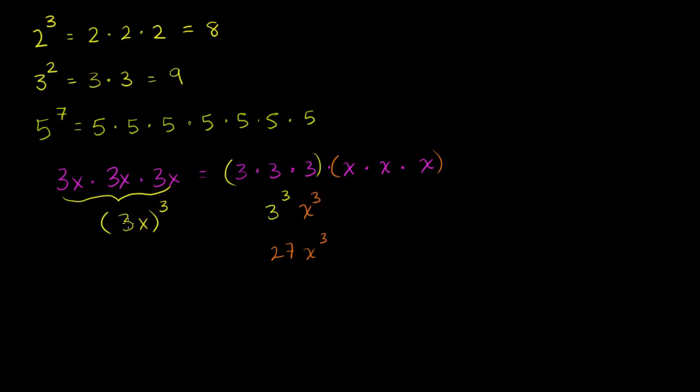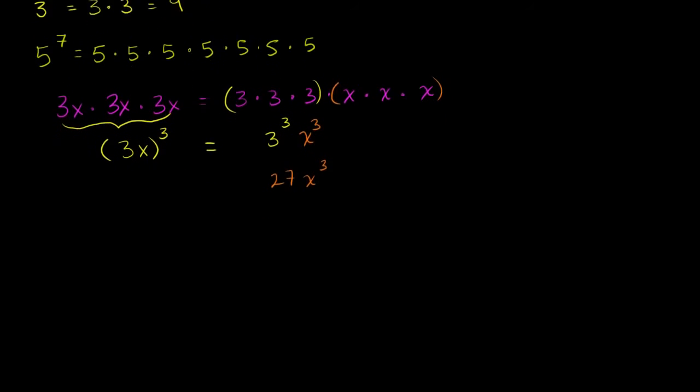Notice this. When I have something times something, and that whole thing is to the third power, that equals each of those things to the third power times each other. So 3x to the third is the same thing as 3 to the third times x to the third, which is 27x to the third power. Let's do a couple more examples.